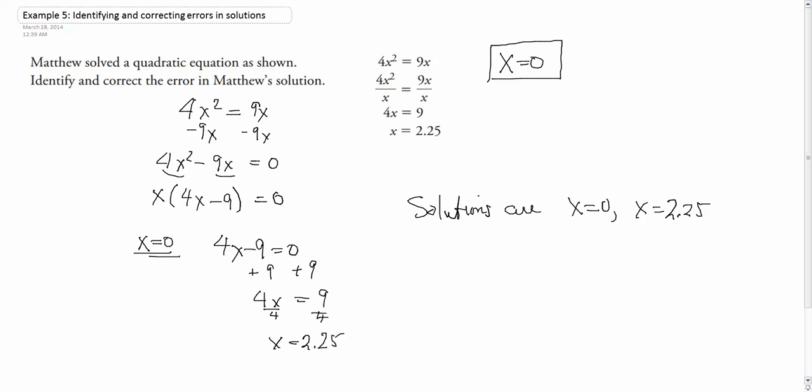And that is the end of the example. I encourage you to do practice problems out of the textbook, and on Monday we will pick up and look at solving quadratic equations using the quadratic formula.